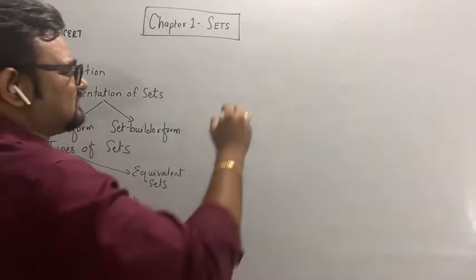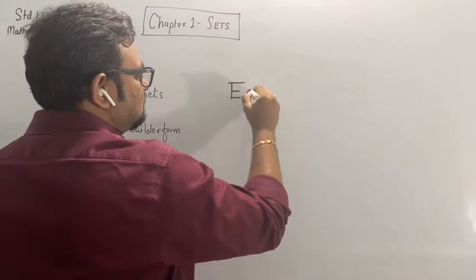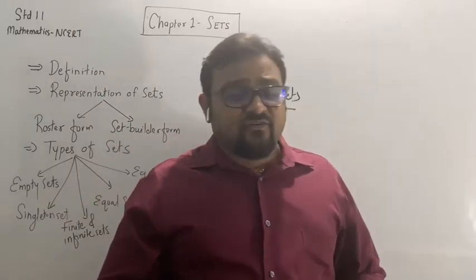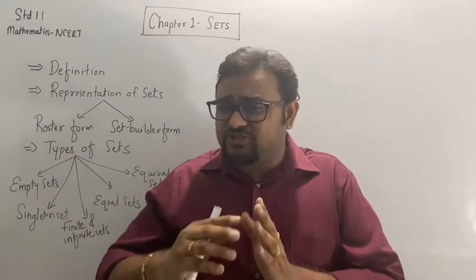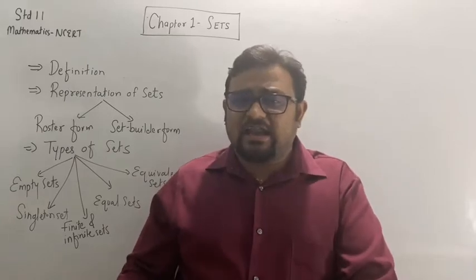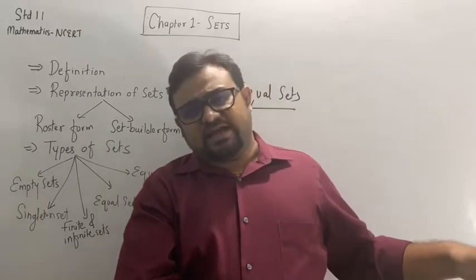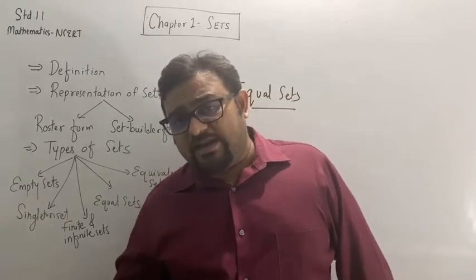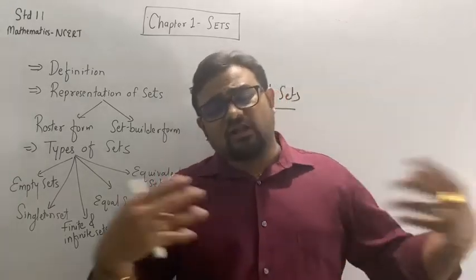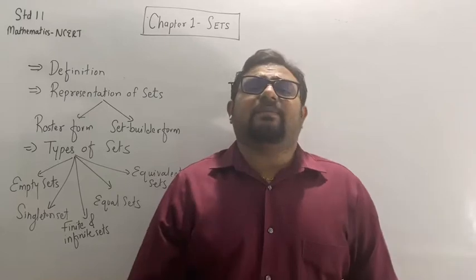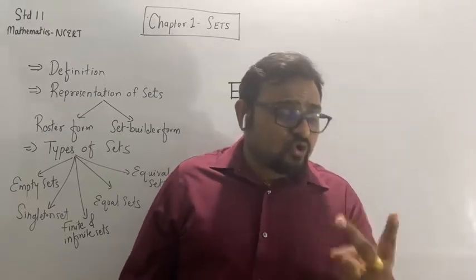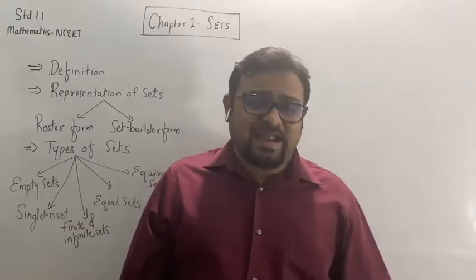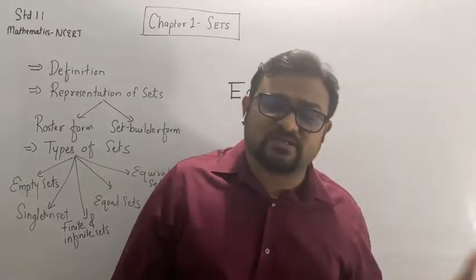Equal sets. If all the elements of one set are in the other set, in exactly the same number, right? If set A has 4 elements, set B has 4 elements, and all the elements in A and B are the same, that means they are equal sets. So there are two conditions. First, the number of elements in both sets must be the same, and all the elements in both sets must be the same.